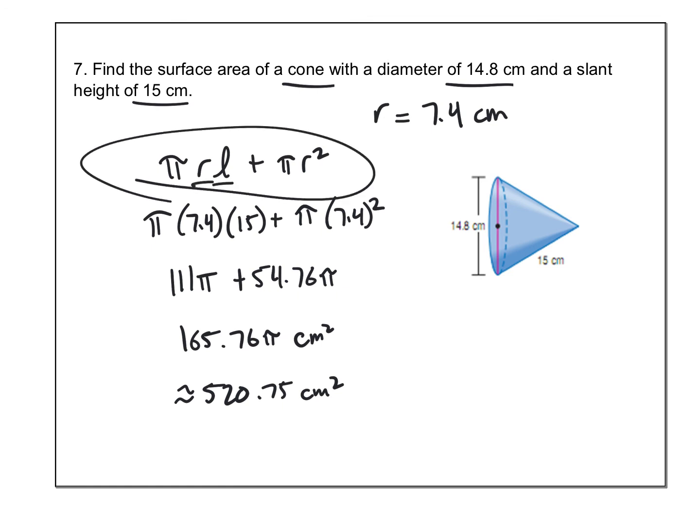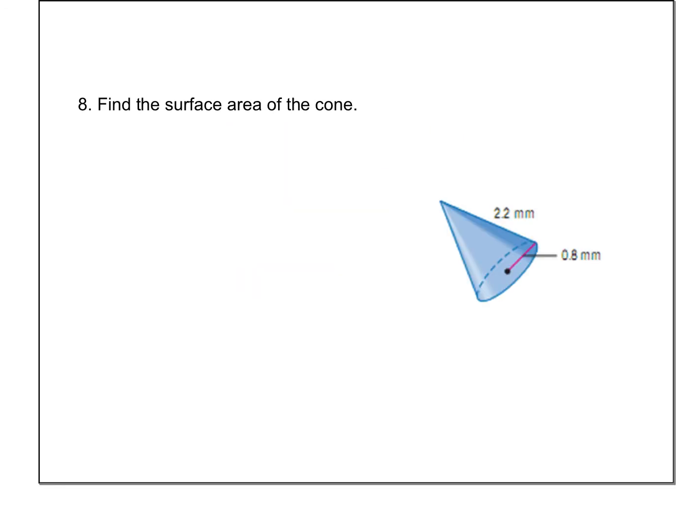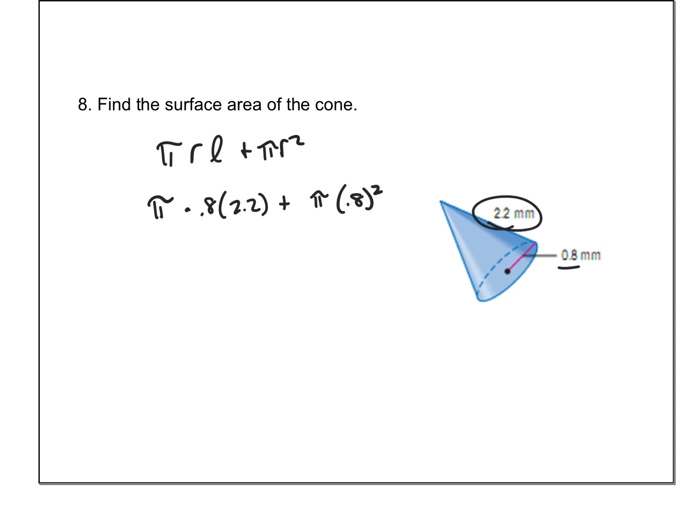Okay, start here. I know my radius, I know my slant height. So then after that, it just becomes plug and play. That's kind of it. So find the surface area of this cone. Slant height 2.2, radius 0.8. So again, pi times radius times slant height plus pi r squared. Pi times 0.8 times 2.2 plus pi times 0.8 squared.